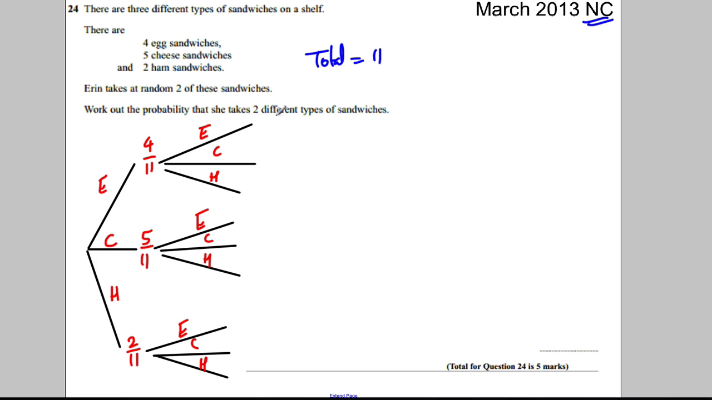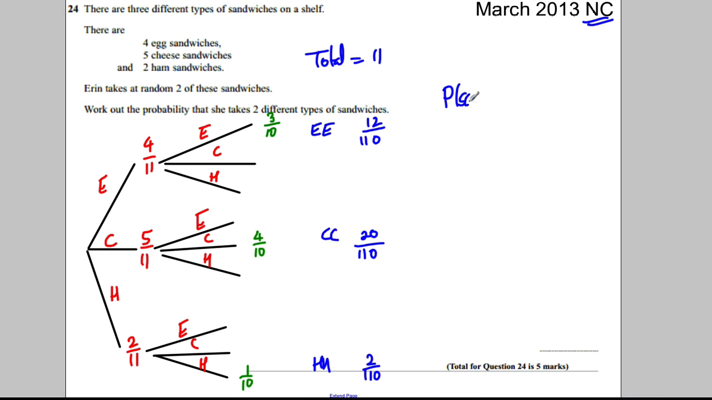Having taken an egg, there's one less egg sandwich and one less sandwich, so it's 3 out of 10. Cheese must be 4 out of 10, and ham must be 1 out of 10. The probability of egg is 4 times 3, which is 12, over 11 times 10, which is 110. Cheese, 5 times 4 is 20 out of 110. Ham, 2 multiplied by 1 is 2 over 110.